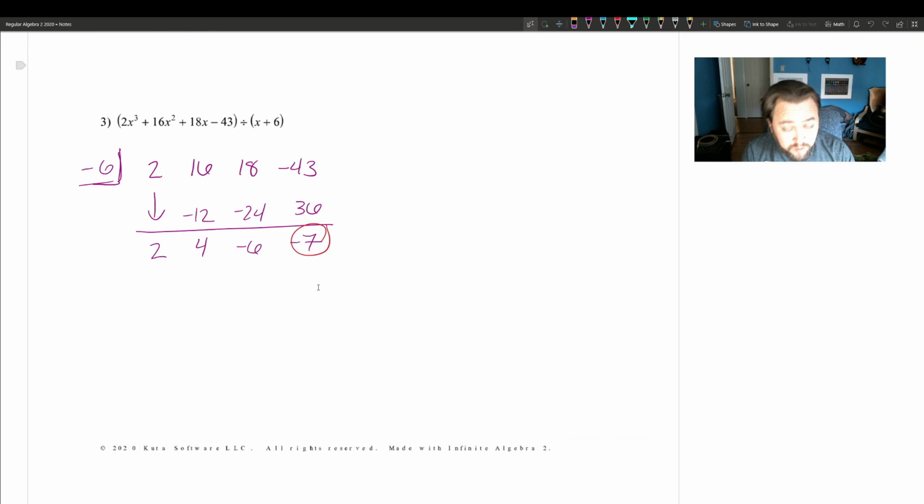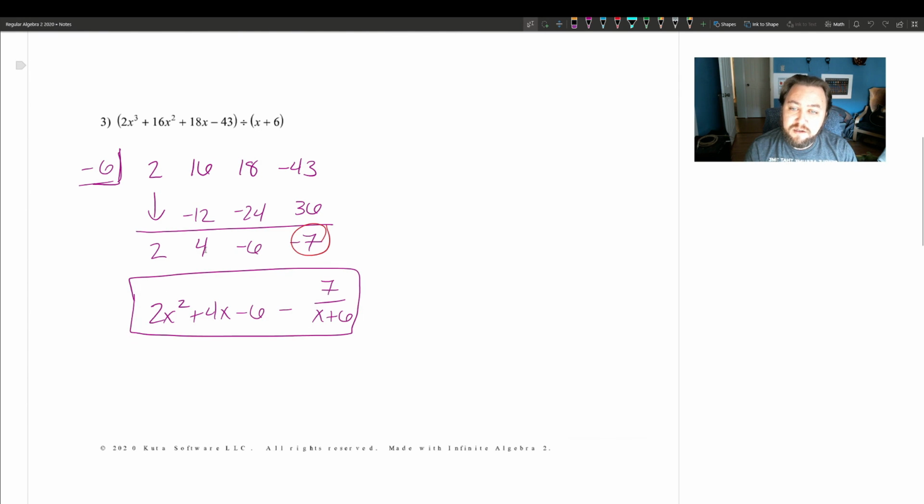We can work this backwards if you're uncomfortable with the idea of just throwing some numbers on there. This would be 2x squared, then 4x, then negative 6. So 2x squared plus 4x minus 6 minus 7 over our divisor x plus 6. So you can see how this matches up: x squared, 4x. That's the last one, it doesn't have a variable on it. And then that becomes our remainder over our divisor.